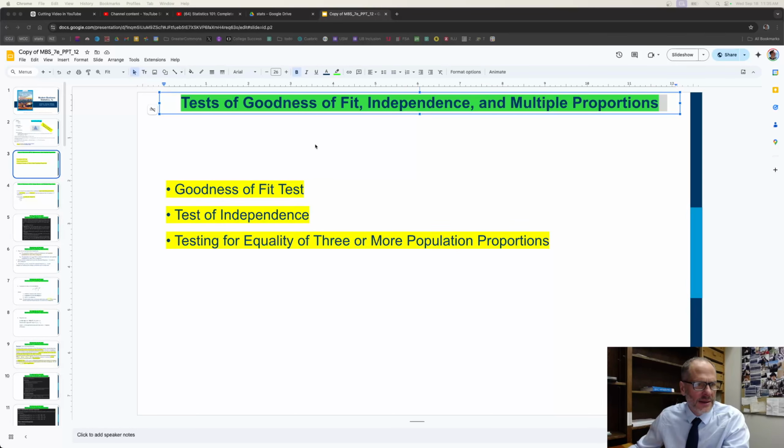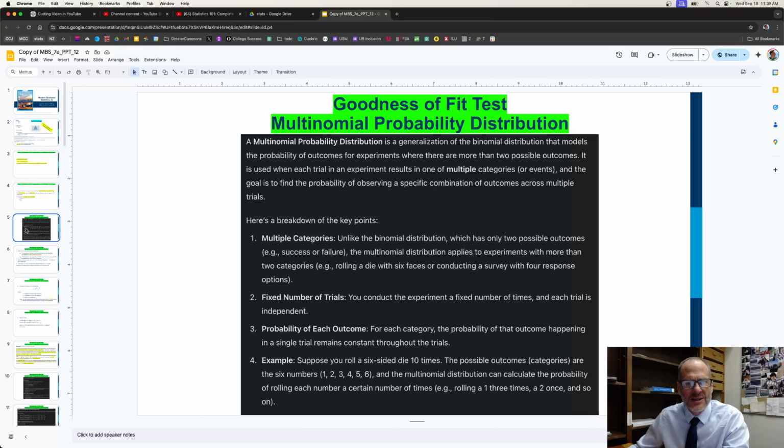Hey, welcome back to my office. And so now we're going to do a goodness of fit test, multinomial probability distribution.